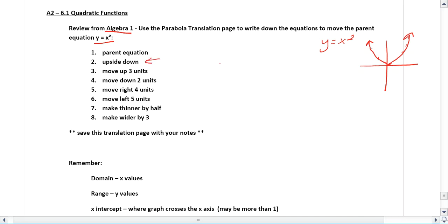First we flipped it upside down, so we did some trial and error, got our calculator to display it like this, and so on. We moved it up and down, left and right, thinner, made it a skinnier parabola, and a fatter. So please get that page from me if you need help completing it. This was very important as the start of our 6.1 notes.